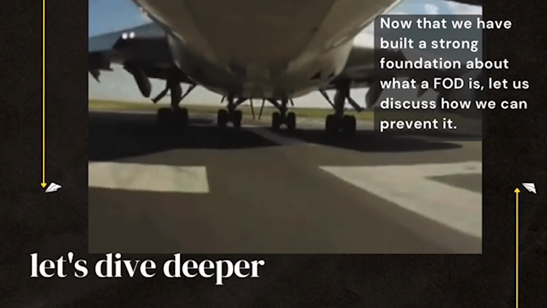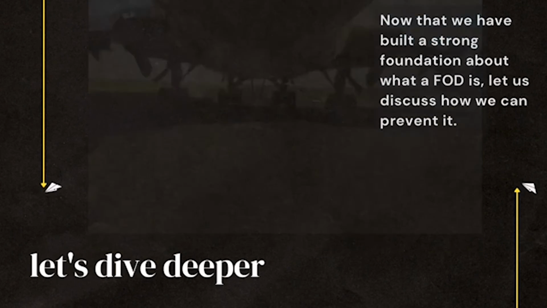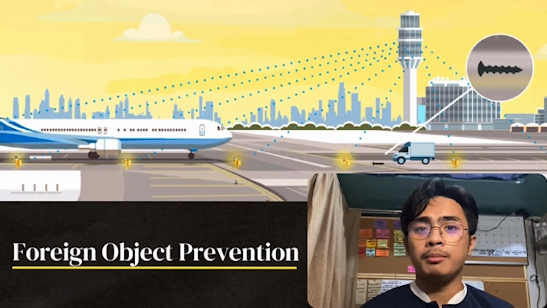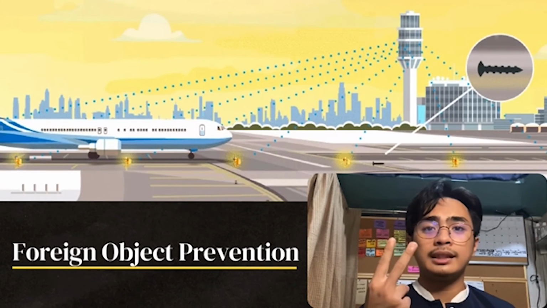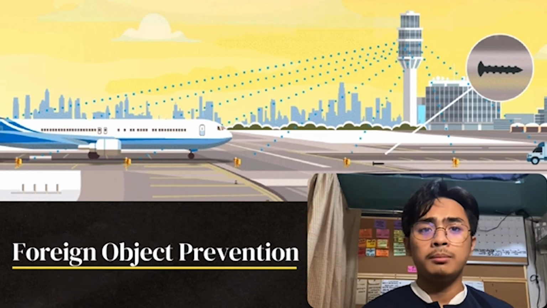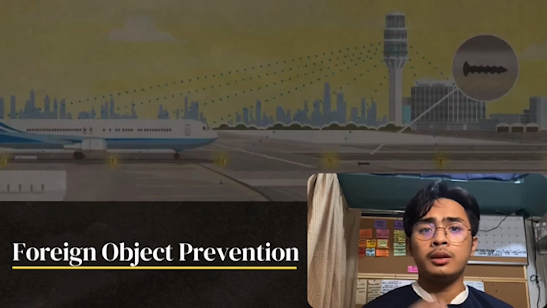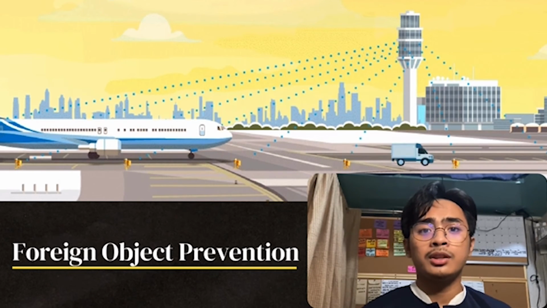Now that we have built a strong foundation about what an FOD is, let's now discuss how we can prevent it. In order for us to prevent foreign object damage or risk, first is that we should follow necessary procedures. Second is that we should practice good housekeeping, such as clean as you go. Third is that we should account for all tools, hardware, and equipment at specific intervals.